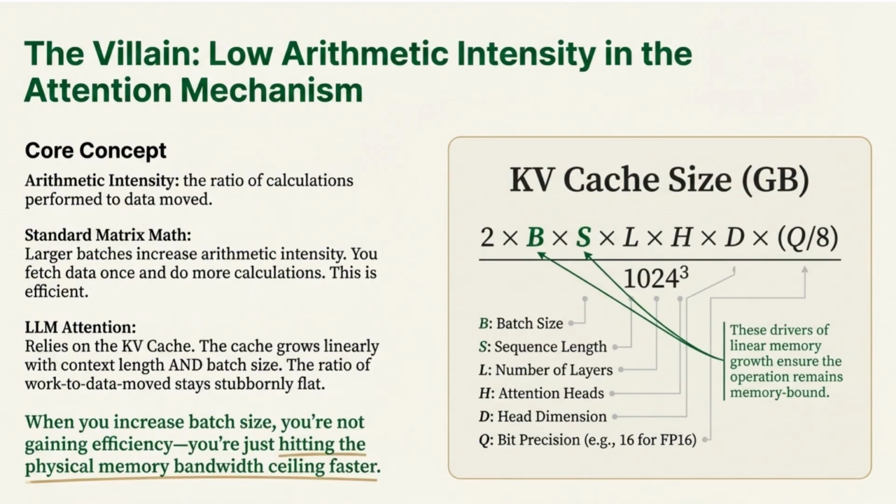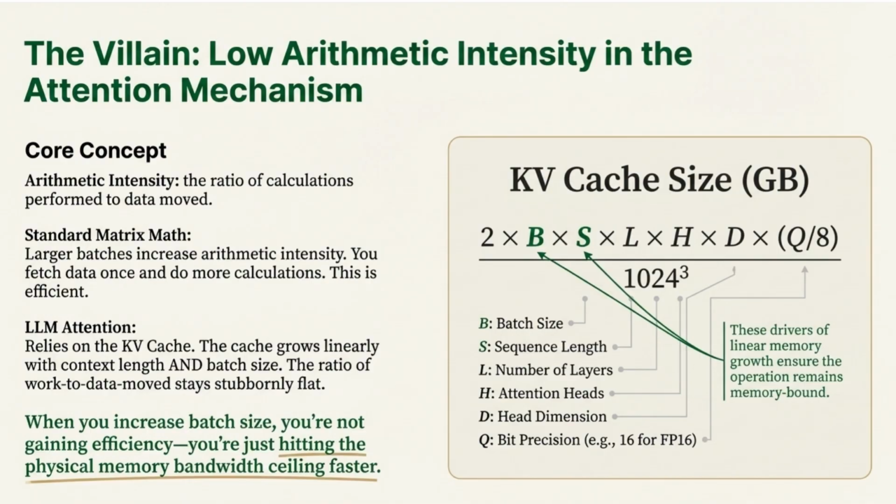Layers. Every transformer layer has its own cache. Heads and head dimension. Each attention head stores keys and values. Precision. 16-bit means 2 bytes per number. So let's say 10 users, 1,000 tokens each, 32 layers, 32 heads, 128 dimensions, 2 bytes. That's gigabytes of cache that needs to move through memory bandwidth constantly.